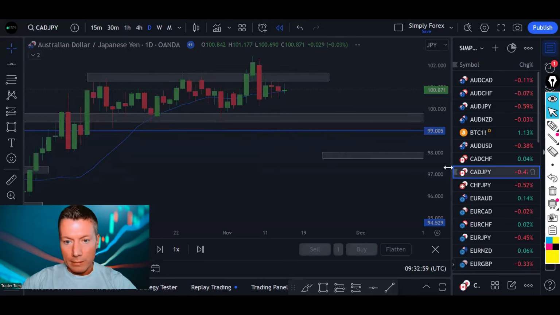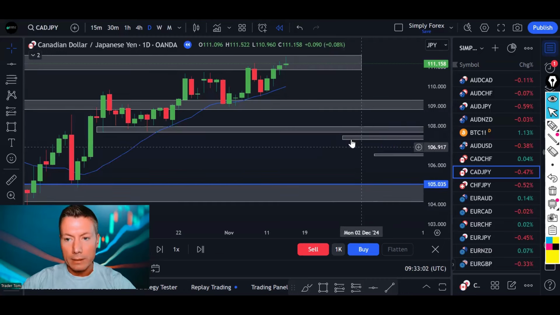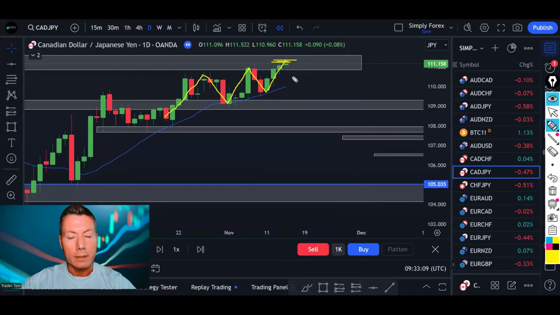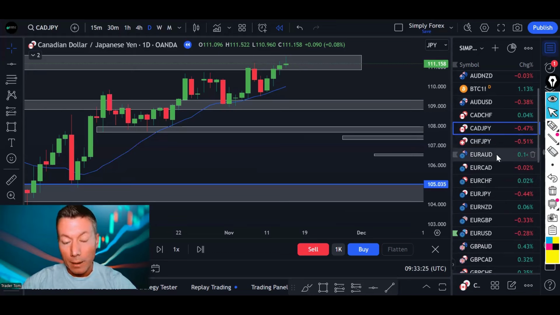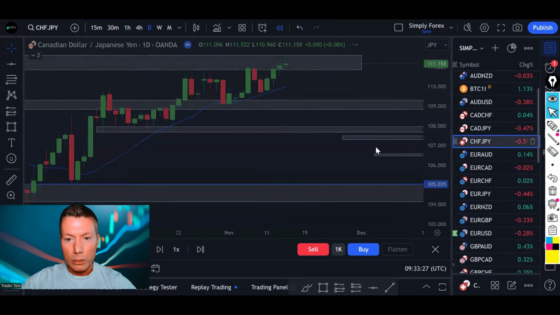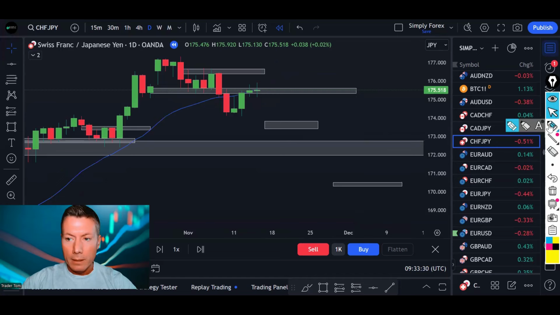Now, let's look at CAD yen. This is all the same day, guys. Again, we're in an uptrend, although we are at resistance, and we can see a bit of rejection here. But generally speaking, uptrend, at a resistance level. I wouldn't touch this trade, but I just want to show you the contradiction amongst yen pairs. Then if we go to Swiss franc yen, it's a downtrend.